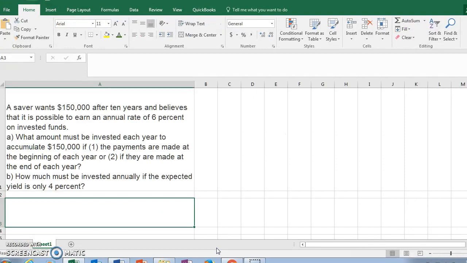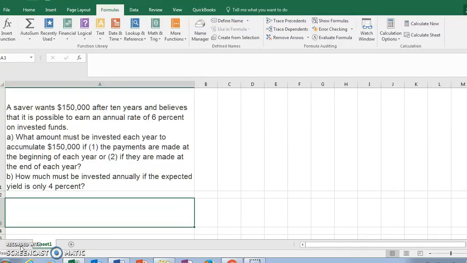So let's do a sample problem. Now this will be similar to Chapter 3, Problem 3 from the textbook. A saver wants $150,000 after 10 years and believes it is possible to earn an annual rate of 6% on invested funds. What amount must be invested each year to accumulate $150,000 if the payments are made at the beginning of each year or if they are made at the end of each year? And then Part B, how much must be invested annually if the expected yield is only 4%?